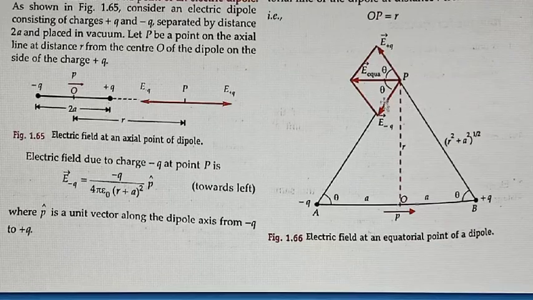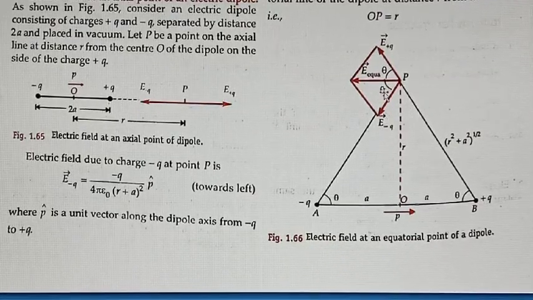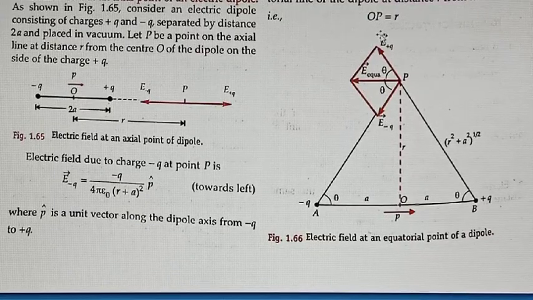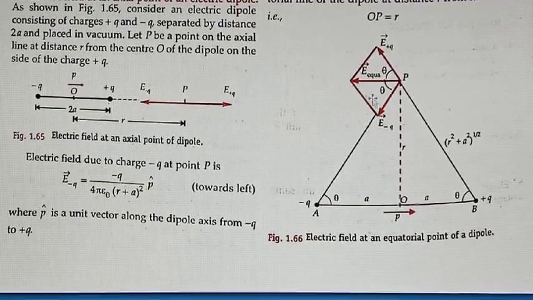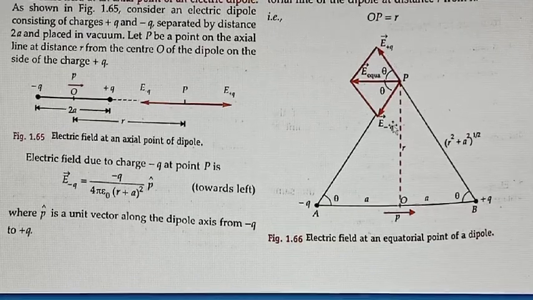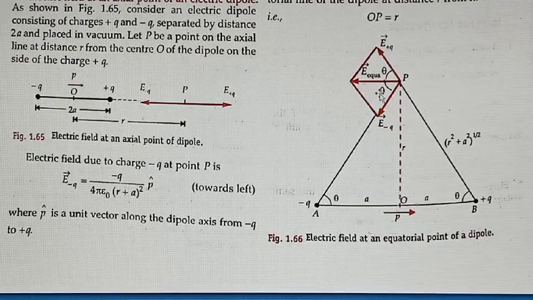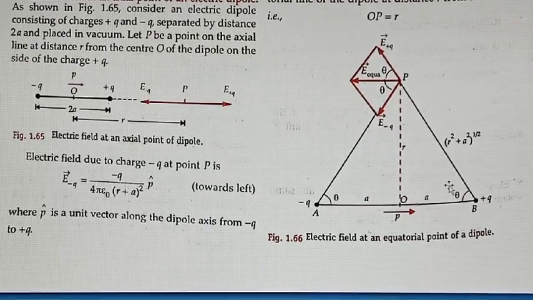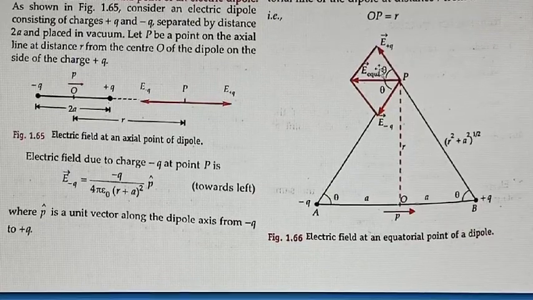Fine. So you got these two vectors E plus Q and E minus Q. To get the resultant, you have to complete the parallelogram, and by drawing the diagonal, you can see that this is the resultant of these two vectors. Now if this angle is theta, then this angle is also theta, and as this angle is also theta, this angle is also theta. You can see this.